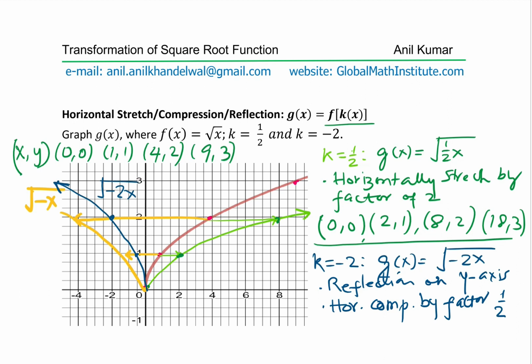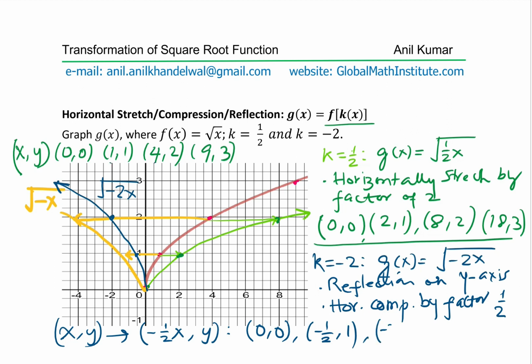As far as the image points will go, the xy values of the original function will now become, the x values are, in this case, minus half of the original values, the y values remain the same. And therefore, the new points will be 0, 0, and then we have minus half, 1. So we're just doing this on these values, right? The original values. Half of 4 is 2 with a negative sign.